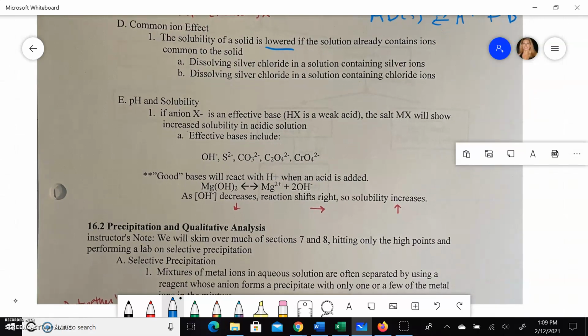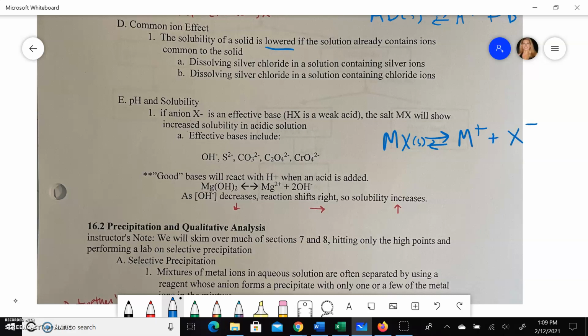Also, we can talk about it in terms of pH. So this says if an anion X- is an effective base and HX could be an acid, then the salt MX will show increased solubility in an acidic solution. Here's what that means. If MX is our salt, this is the solid, and it's breaking apart to form these two. And what they're saying is that X- is attracted to hydrogen.